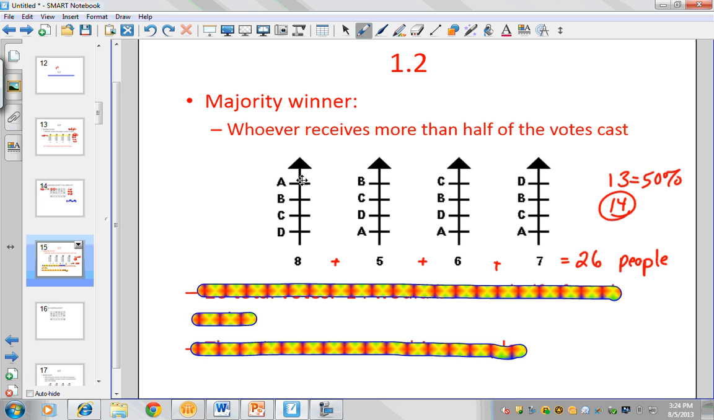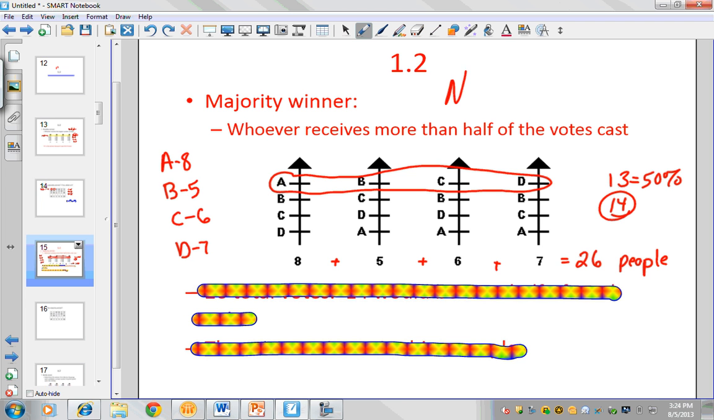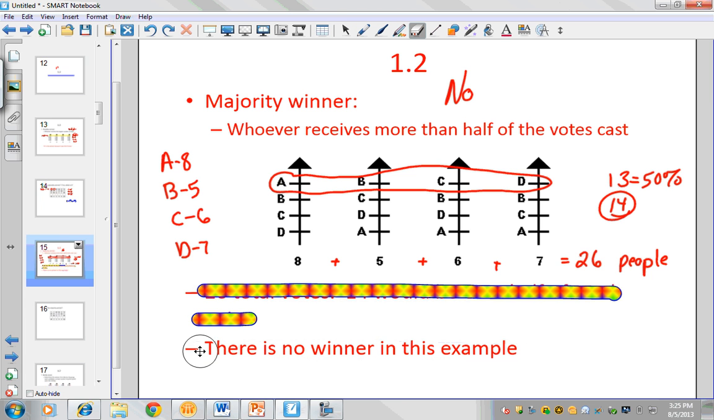And then you would look at all your first place winners here. Remember that A had 8 first place votes, B had 5, C had 6, and D had 7. Did any of these letters get to 14? The answer is no. So that means that there are no winners. There's not a winner for this example, and it is a situation you might come across.